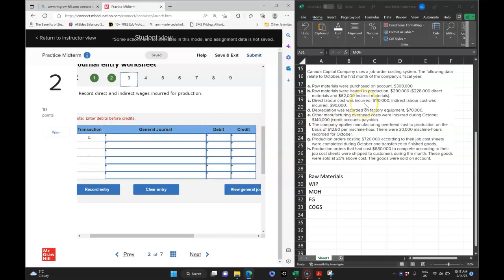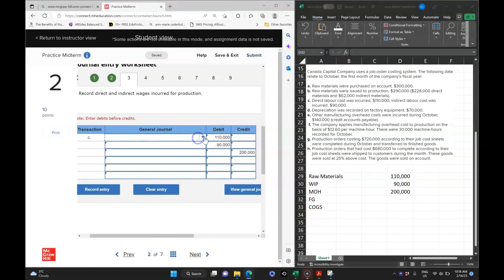Direct labor cost was incurred. 110. Indirect labor cost was incurred. 90,000. Oh, I see it. I read that kind of strangely. 110 is the direct labor. And 90,000 is the indirect labor. And so if I just add those two together, I'm just going to use Excel as my calculator. That comes out to 200,000.